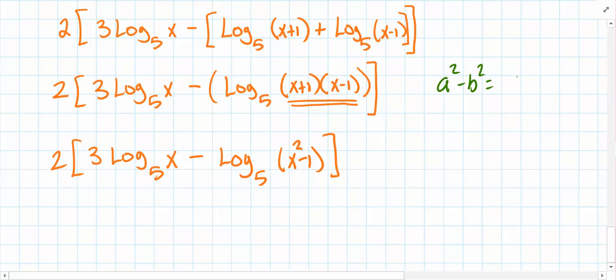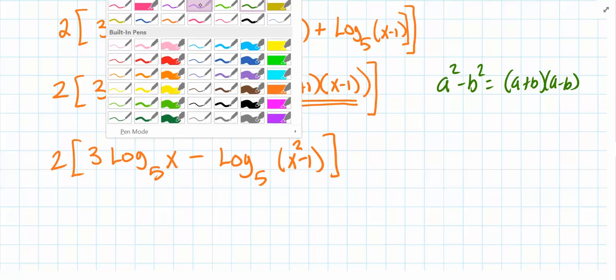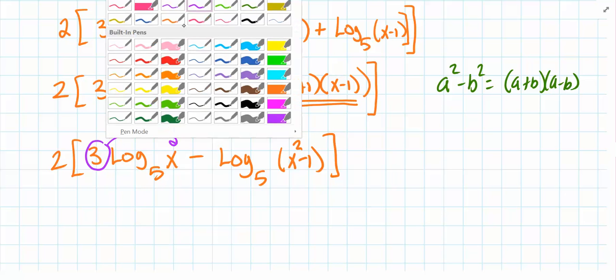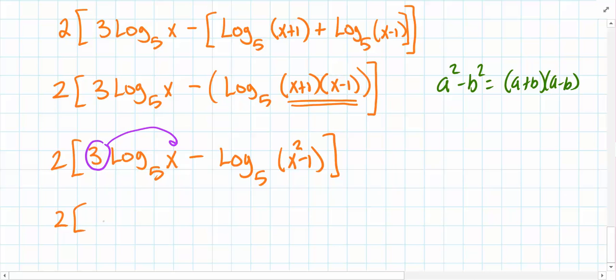A plus b times a minus b, so that just becomes a squared minus b squared. Alright, we're in really good shape here now because I only have one minus sign. Divide. Well, first of all, let's take care of that 3. That 3 came to the exponent right there. It's been bugging me, that 3 out in front. So that's going to be 2 times, I'm going to have log base 5 of x to the third minus log base 5 of x squared minus 1. Is everyone still with me?